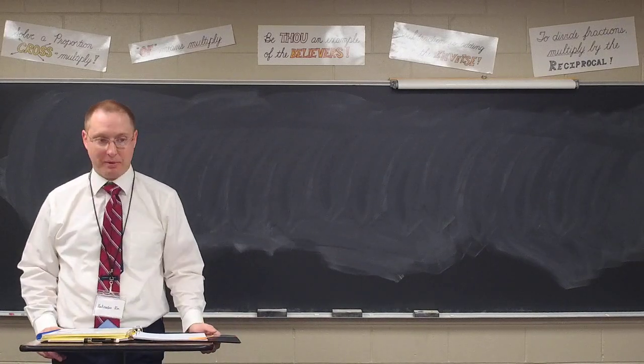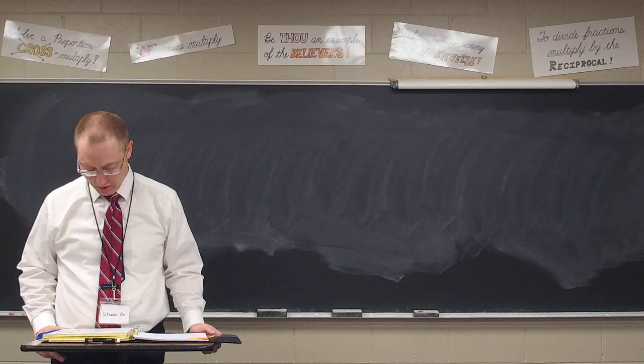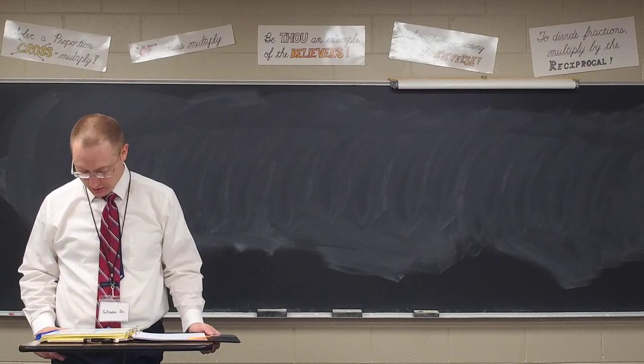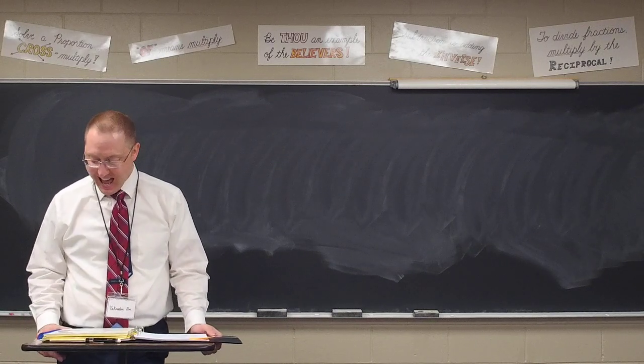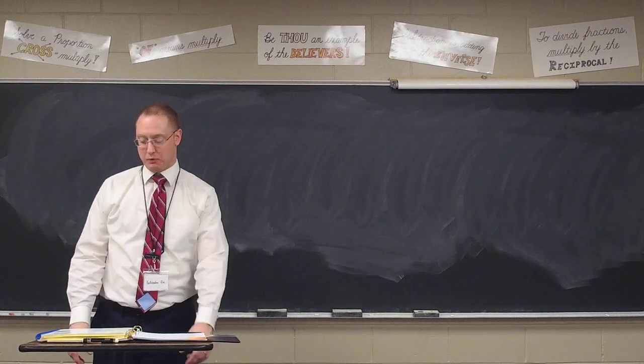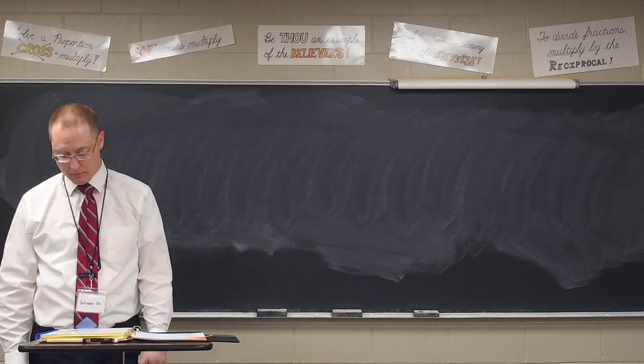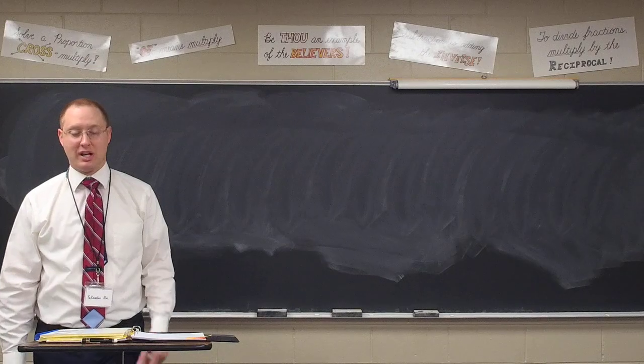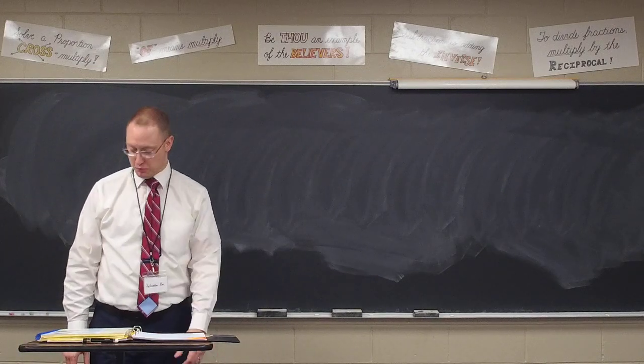Looking at number 13, how many negatives do we see, Griffin? Three. Is that even or odd? Odd. So positive or negative? Negative. Now, write the negative, and now let's think. What's 4 times 2? 8. Times 3? 24. So our answer is? Negative 24. There we go.